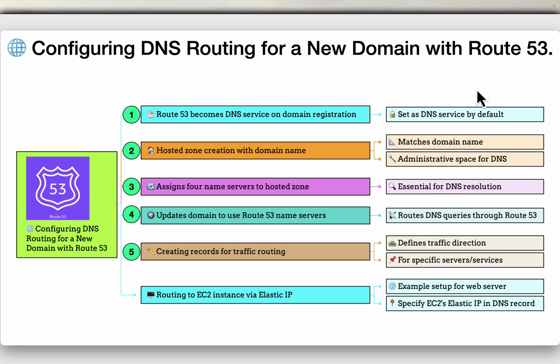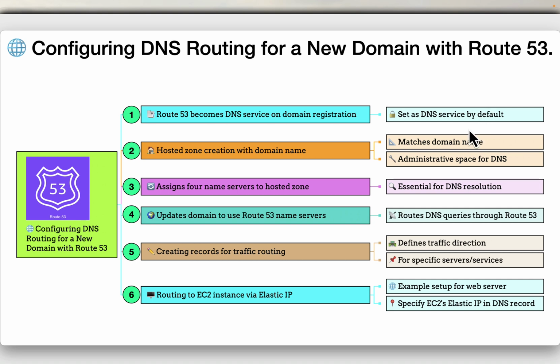Fifth, create records for traffic routing. Records within the hosted zone define how internet traffic should be directed. For example, routing domain requests to specific servers or services. So, example, routing to an EC2 instance via Elastic IP. An example setup could involve routing traffic for a domain to a web server or an EC2 instance, specifying the instance Elastic IP in the domain's DNS record.